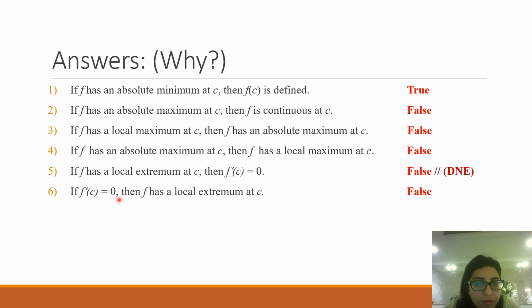Question 6. If the derivative is equal to 0, then f has a local extrema at c. This is not true. There are some functions where the slope is horizontal or the derivative is equal to 0, but it's not a local extrema. For example, you can draw the cubic function. Draw y equals x cubed. Alright? Check the slope at the point (0, 0). You will find that the slope is horizontal. However, it's not a local extreme.